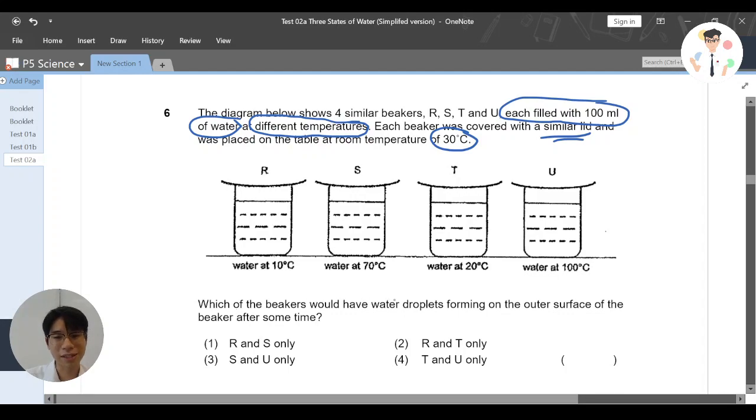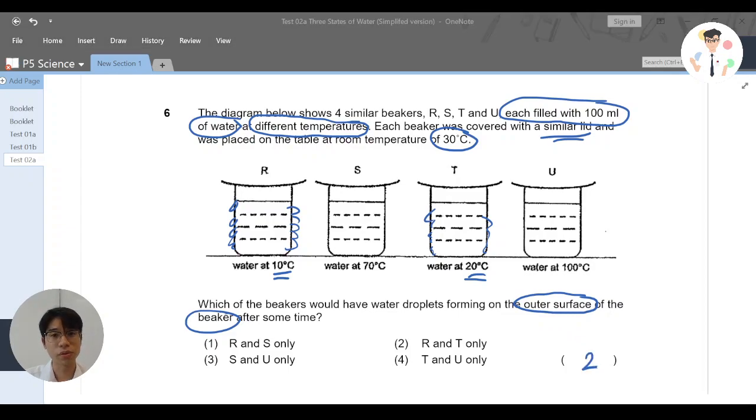Which of the beakers will have the water droplets forming on the outer surface of the beaker? Which means that the water should be cold water. Correct? Cold water. So as you can see, 70 is kind of hot already, right? 10 and 20 are cold water. That's why there'll be water droplets forming outside. So the answer will be what? R and T, which is option number 2. That's good.